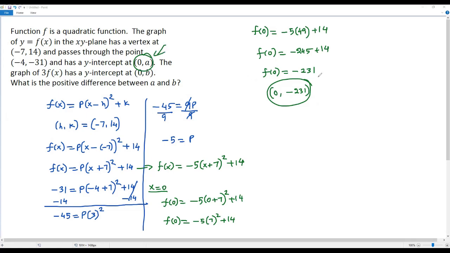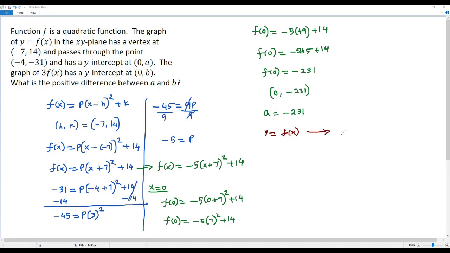Now let's compare this one and this one. In the place of a, we have -231. So therefore, the value of a is -231. Here I got the value of a, that is -231. Still, I have to get the value of b so that I'll be able to get the positive difference between a and b. Now let me write the given quadratic function, that is y equals f of x.